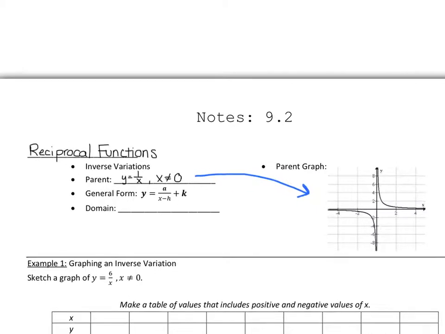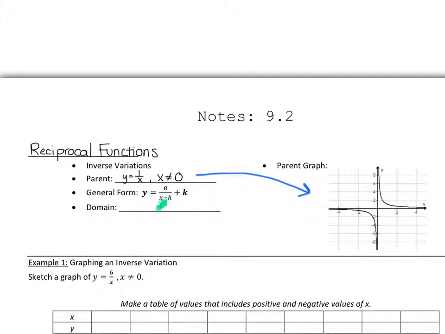Here's the general form, with h and k. We'll deal with h and k tomorrow. Today we're dealing with this a. But the reason I'm showing you this is just so you know, for domain, it's all real numbers, except h and x cannot equal each other. If they did, you'd have the same number subtracted from itself, which would equal 0, and that can't happen. So you can figure out the domain for all the equations just by using this. x can't equal h. That's the basic overview of reciprocal functions.